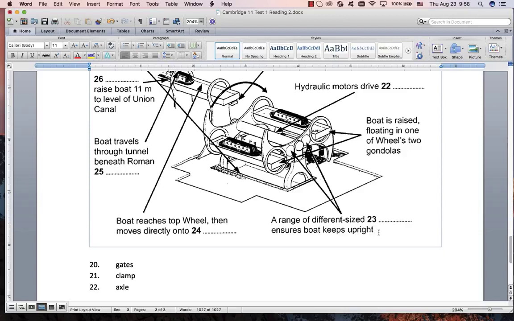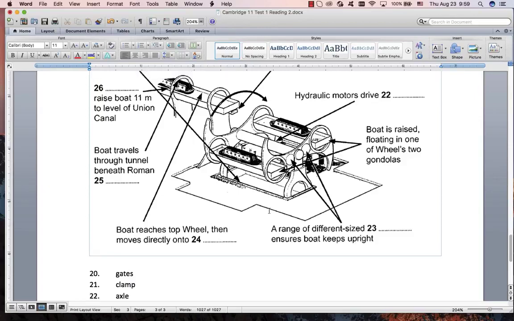Remember in the grammar video I said look at the words around: numerous, many, certain, various. You have plural countable nouns after those and after a range of. Great. So we're looking for a plural countable noun here. This one was difficult, but if you know that you're looking for a plural, it becomes a bit easier. Different sized, ensure boat upright.